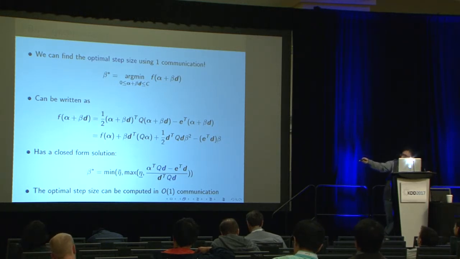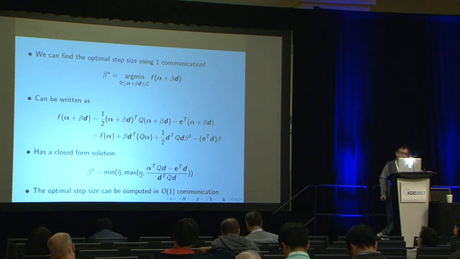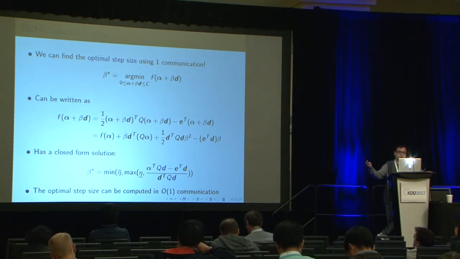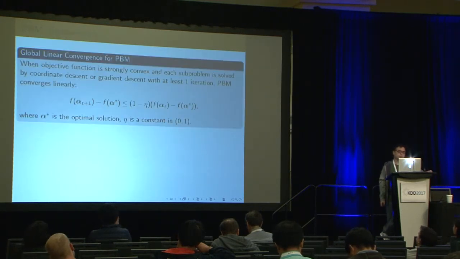So you'll see this function is actually a constant plus this term is linear on beta, this term is quadratic on beta, this term is linear on beta. So this is a quadratic function on beta, and you have a boundary constraint here. So basically, it's a one variable quadratic function with boundary constraint, and you can easily compute the optimal closed form solution here. And you can use this. So you only need order 1 communication to get this step size, and it's optimal. So this is the main technique we use in our algorithm.